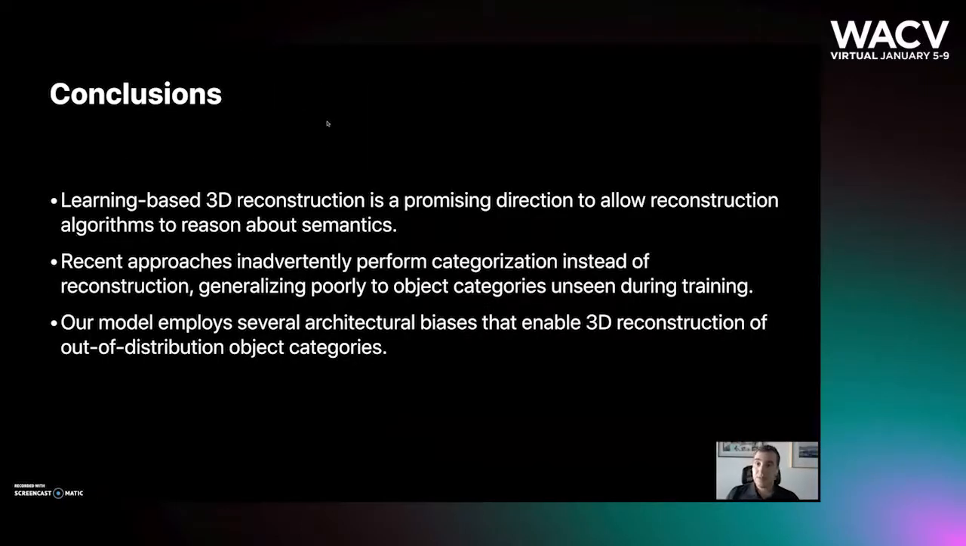Finally, these are our conclusions. Learning-based 3D reconstruction is a promising direction to allow algorithms to reason about semantics. Recent approaches like ONet inadvertently perform categorization instead of reconstruction, generalizing poorly to object categories not seen during training. Finally, we show that our model employs several architectural biases that enable 3D reconstruction of out-of-distribution object categories, obtaining very successful results.